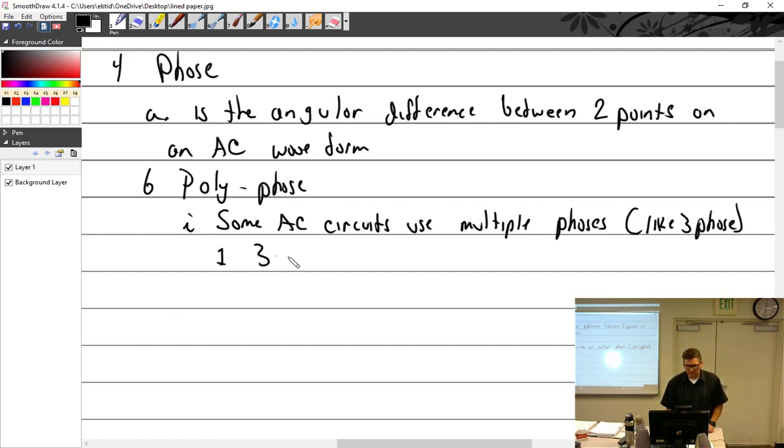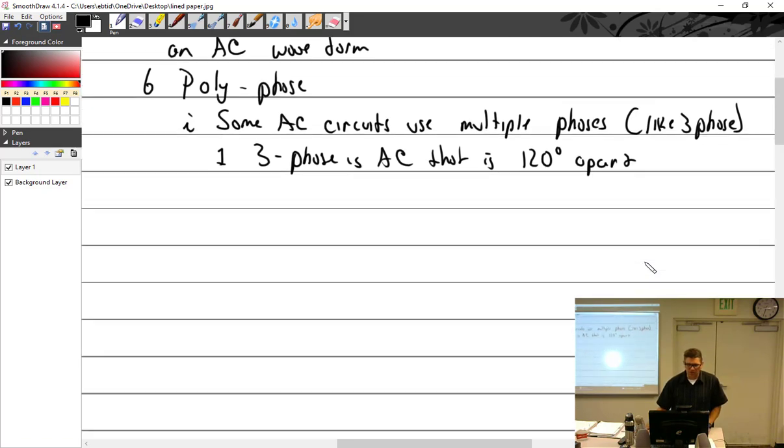So 3 phase is AC that is 120 degrees apart on peaks, or apart on anything really, which is not easy to draw, but I will do my best here. We'll use different colors. We'll use red. So if we had 1 phase, this is going to be hard. Then we added another phase.